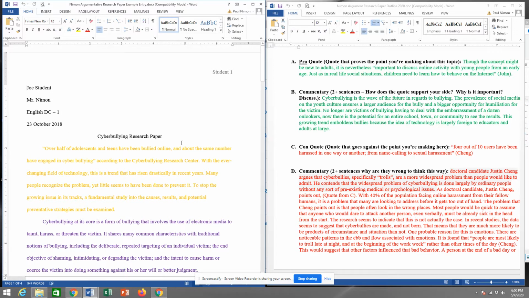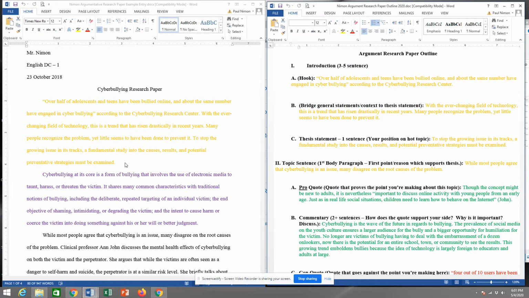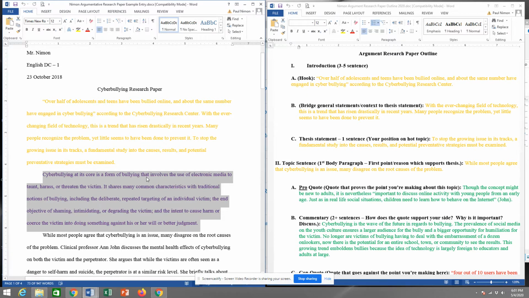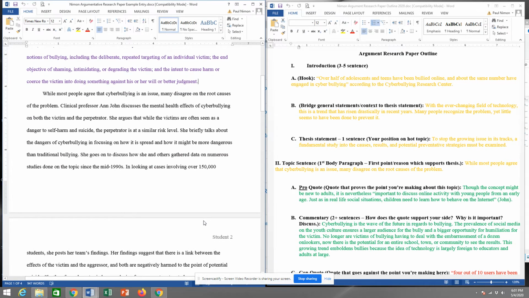Here it is, properly formatted. Again, everything that was in orange from my outline, I literally just copied and pasted. And there's my introductory paragraph. Now, something that isn't in my outline, and it's not required of you, but it's not a bad idea. I have in purple here a summary of the issue. What is cyberbullying? Why is it an issue? Just to kind of give the reader a sense of understanding.